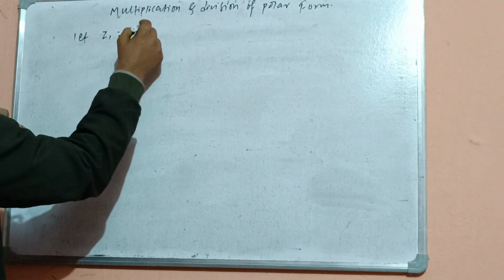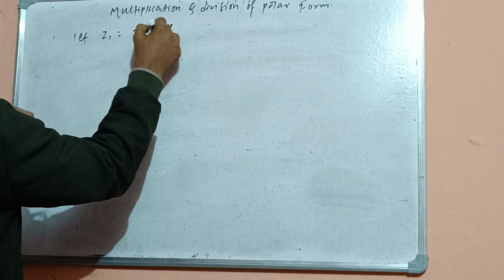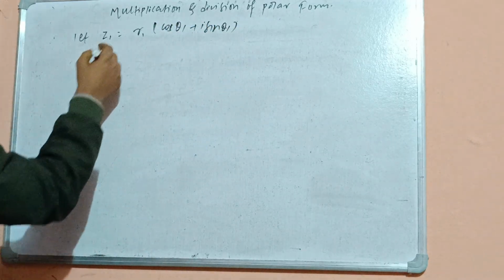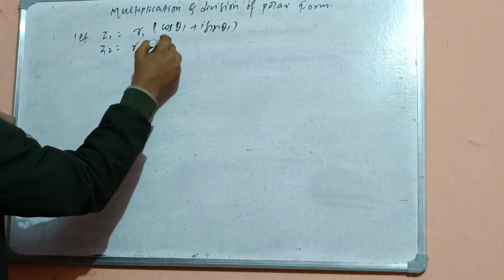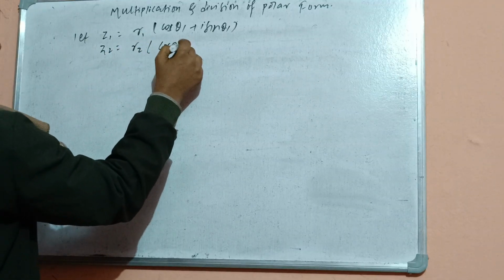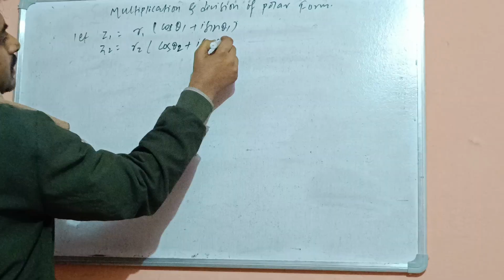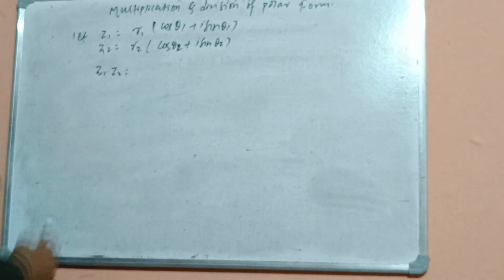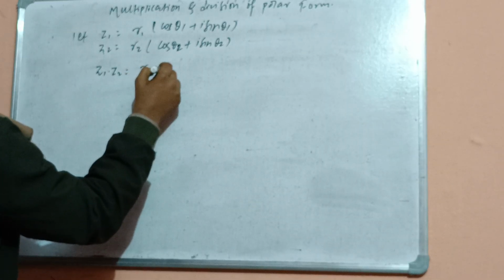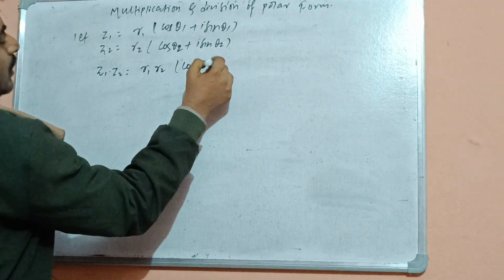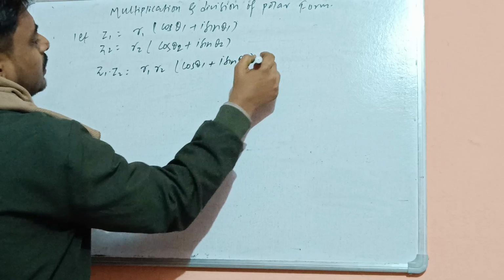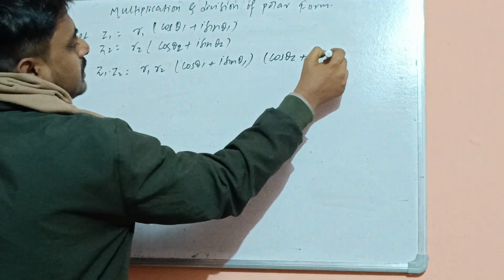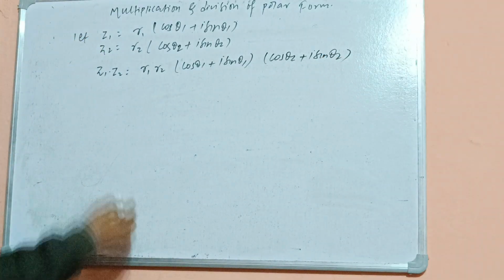Let z1 is equal to r1 (cos theta 1 plus i sin theta 1) be one complex number, and z2 is equal to r2 (cos theta 2 plus i sin theta 2) be another complex number. Therefore, if z1 into z2 is multiplied, then r1 r2 (cos theta 1 plus i sin theta 1) into (cos theta 2 plus i sin theta 2).